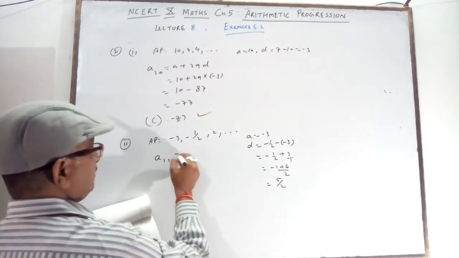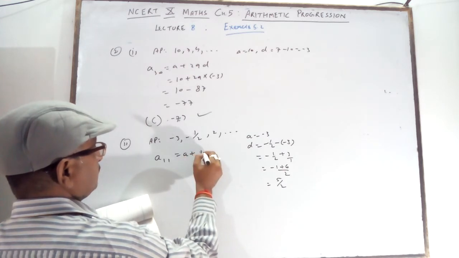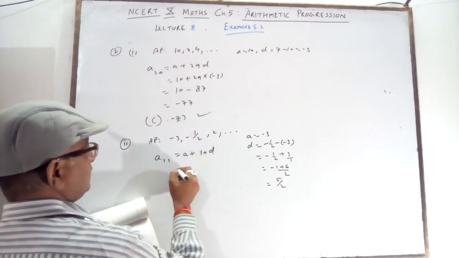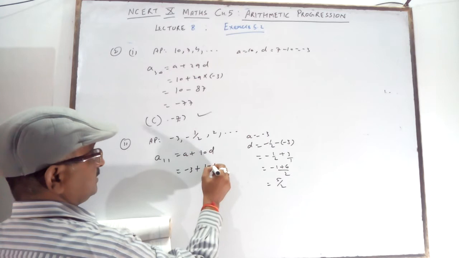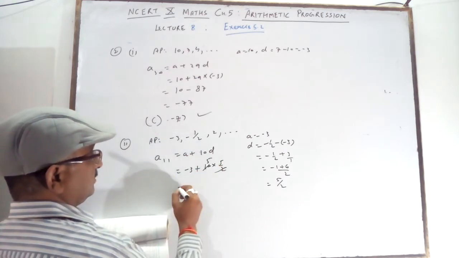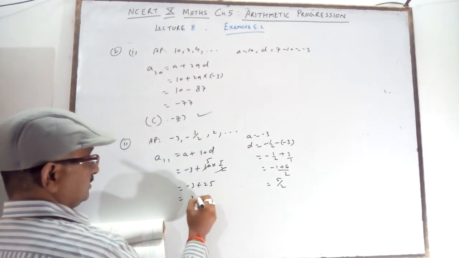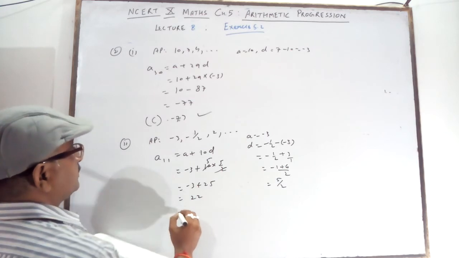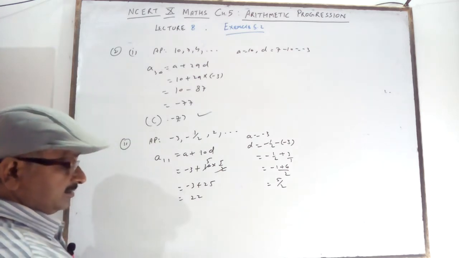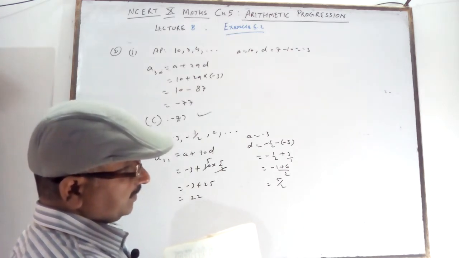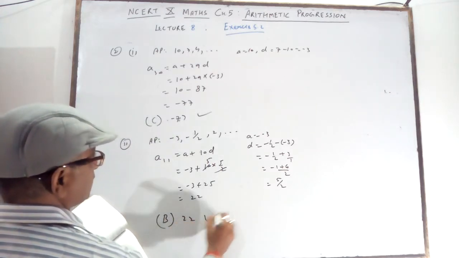5/2. So a11 is equal to a plus 11 minus 1, that is 10d. a plus 10d. By general form, what is the a? -3 plus 10 into 5/2. 2 5s are 10. So -3 plus 25. You are getting 22. So which one is the correct answer? What is given here? B part. B is 22. So you will write B part, which is 22, is the correct answer.